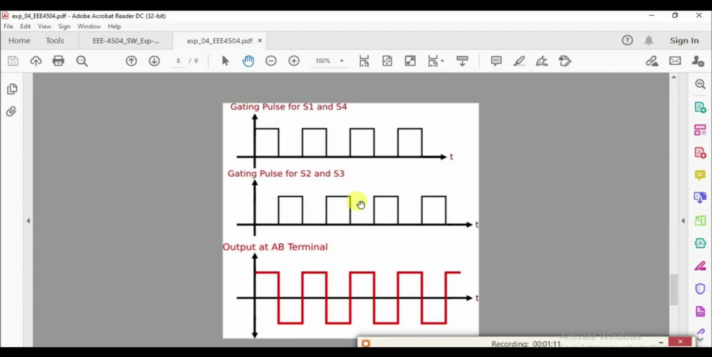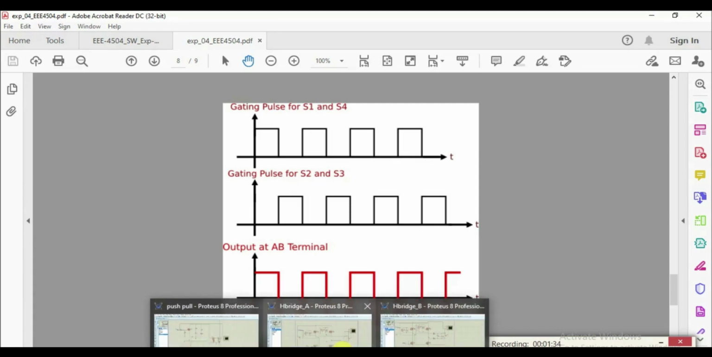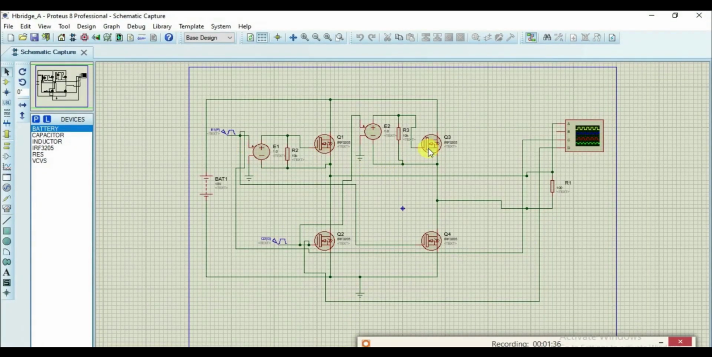So if you remember the theory of the H-bridge inverter, two switches were supposed to be controlled by one gate pulse, and another two switches were supposed to be controlled by another gate pulse, and the gating pulses were supposed to be configured in such a way that we get an alternating output at the output terminal, right? So in this Proteus file, see what we have done. We have created exactly that type of system. These two switches are controlled by one pulse, and these two switches are controlled by another pulse.